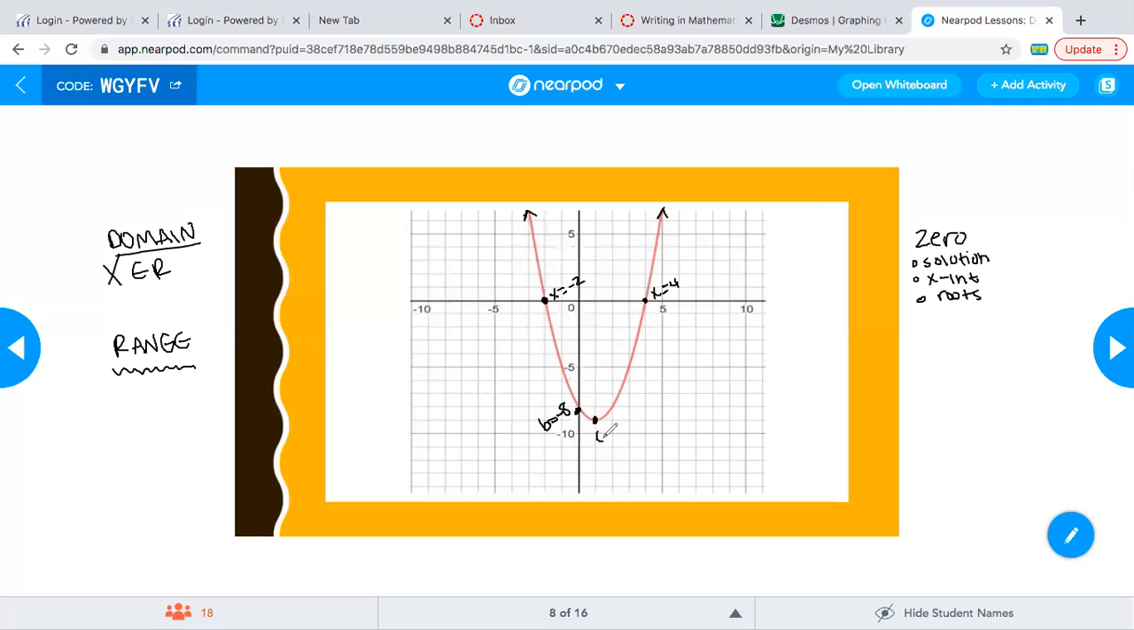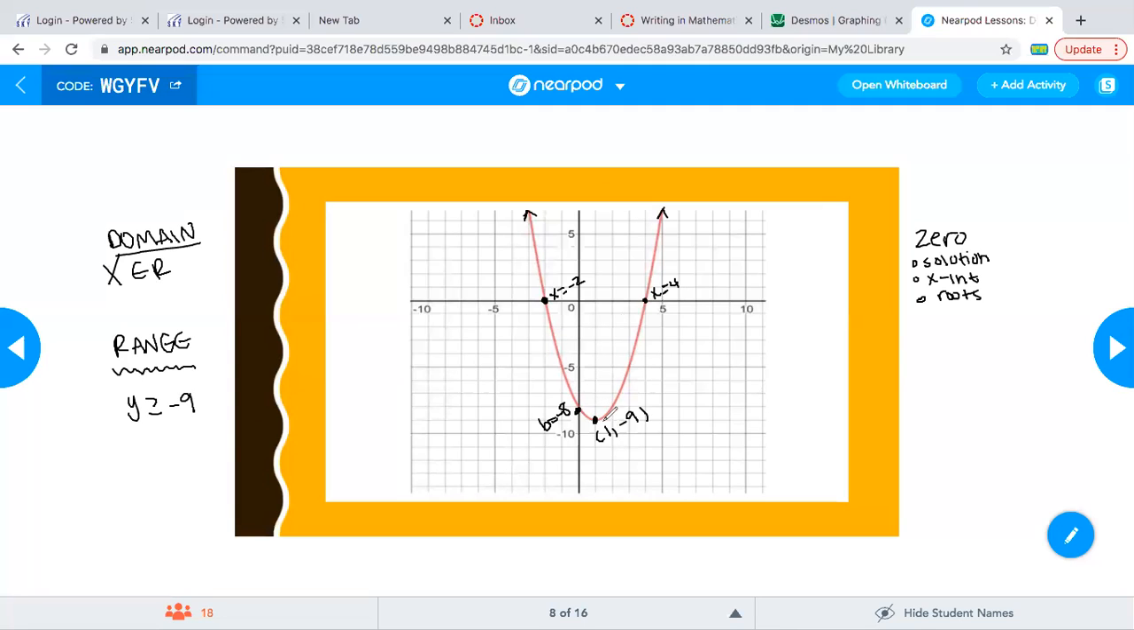I'll just go ahead and write the point. It's 1, -9. Okay, so that lowest value on the graph is -9. So this will be y is everything greater than or equal to -9. Greater than or equal to because it's not less than -9. -9 is the lowest point.